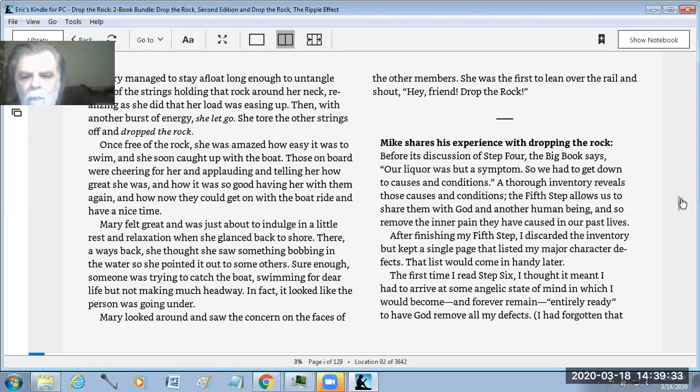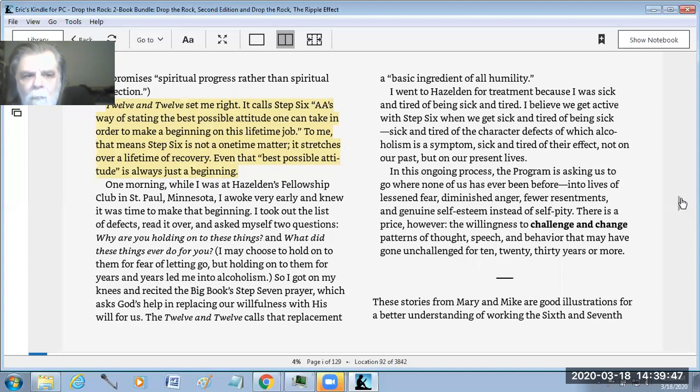The first time I read step 6, I thought it meant I had to arrive at some angelic state of mind in which I would become and forever remain entirely ready to have God remove all my defects. I had forgotten AA's promises: spiritual progress rather than spiritual perfection. 12 and 12 set me right. It calls step 6 AA's way of stating the best possible attitude one can take in order to make a beginning on this lifetime job.